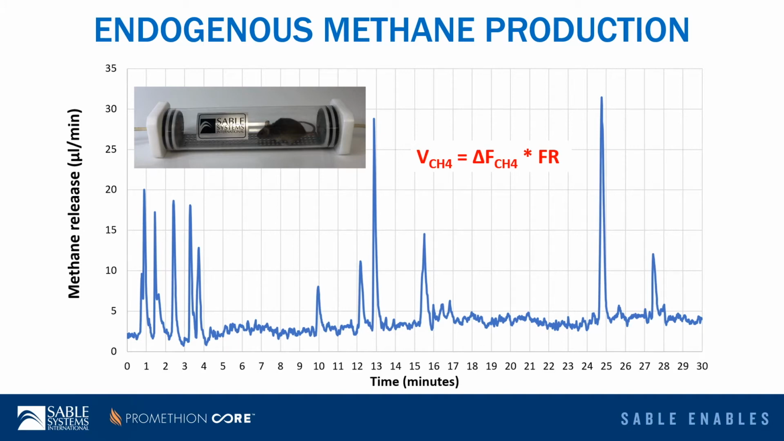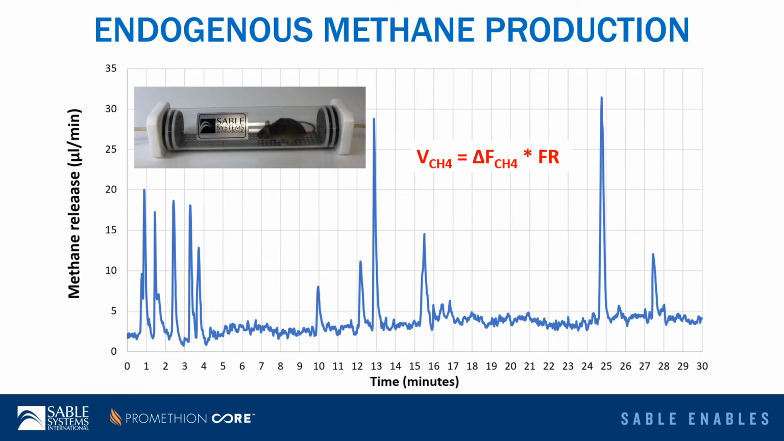Although methane is typically measured in gas streams in terms of this unit, parts per million, it can be useful to express the whole animal methane losses in terms of V.CH4, or the rate of methane release, as I've done here for this mouse. And this simple equation shows that VCH4 is actually the mathematical product of the fractional, this is unitless, difference between the in-current and the ex-current methane concentrations, what we call the delta FCH4, and the flow rate of the gas as it passes through the animal chamber.